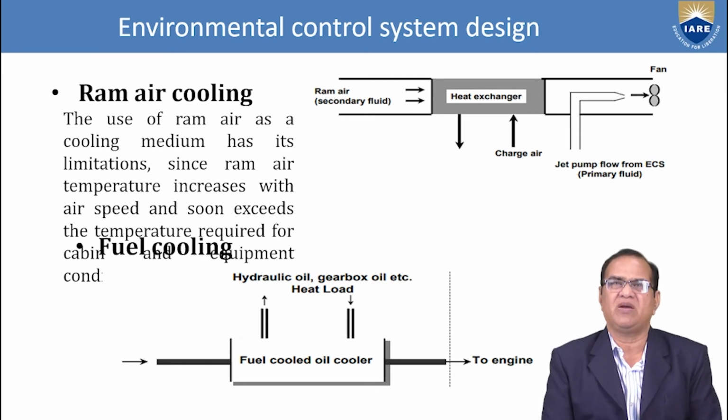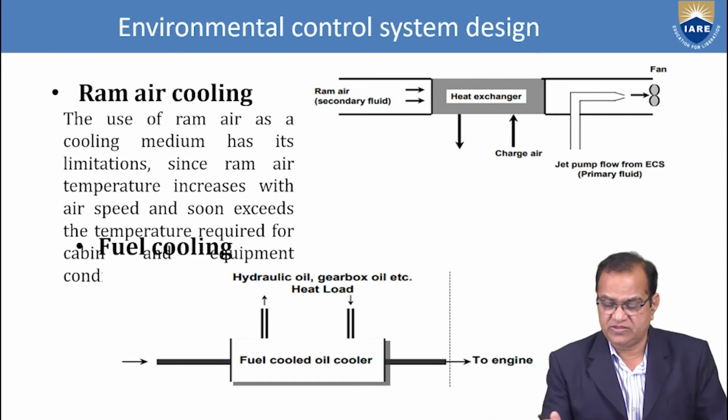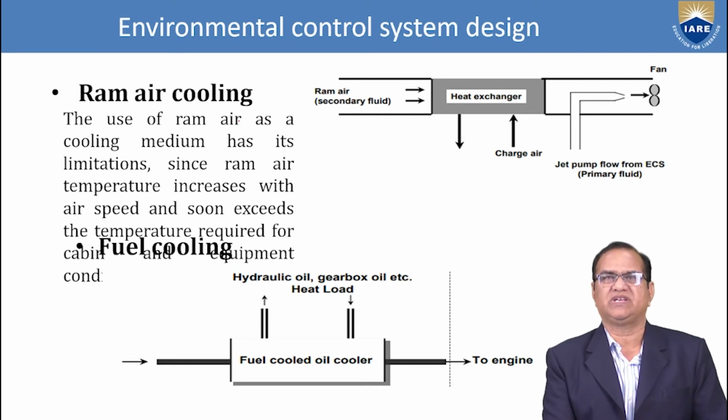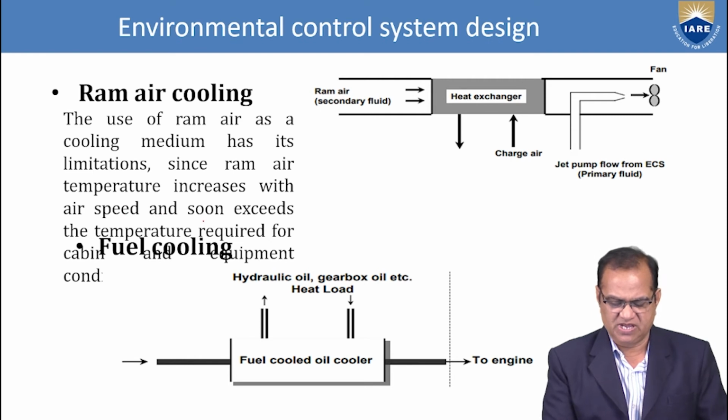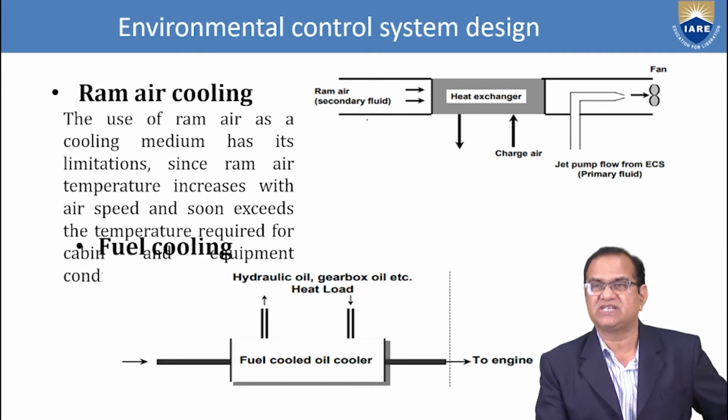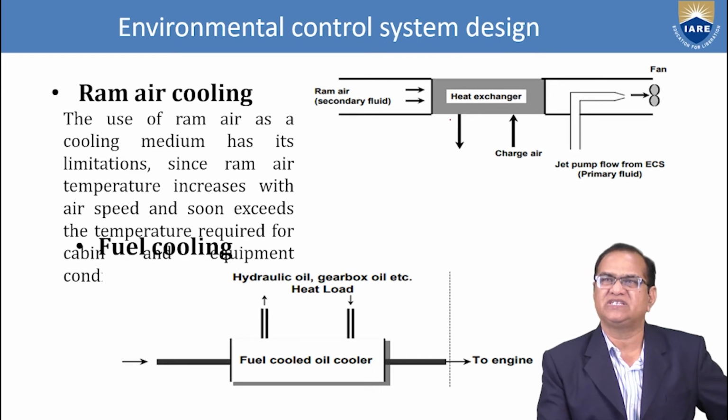In this, we have ram air cooling. How are these things done? The use of ram air as a cooling medium has its limitations, since ram air temperature increases with air speed and soon exceeds the temperature required for cabin and equipment. Here in this diagram you can see a heat exchanger. In the heat exchanger, some pipes are there like this, and it is connected to this. It will enter from here and exit from here.